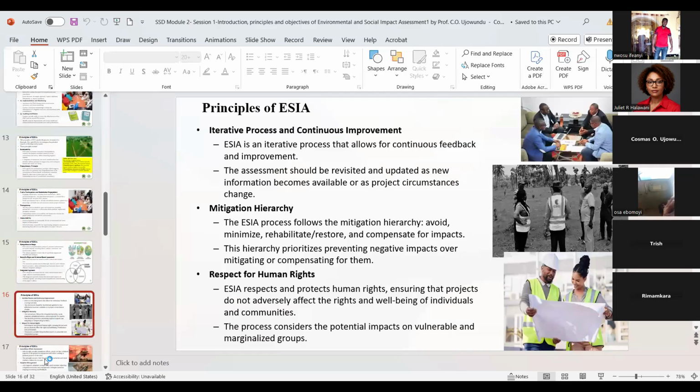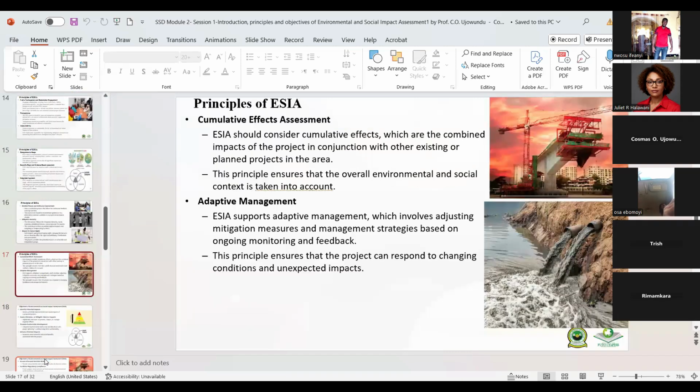The cumulative impact: we discuss that one project might not have a specific impact, but when you compare it with other projects happening within that existing environment, it will now become cumulative. Then adaptive. ESIA supports adaptive management, which involves adjusting mitigation measures and management strategy based on ongoing monitoring and feedback. So it is an open thing. As long as you've done good ESIA projects, you should not be afraid. Most of the things that will come up along the line will just be minor measures that you can handle and go on with your work.